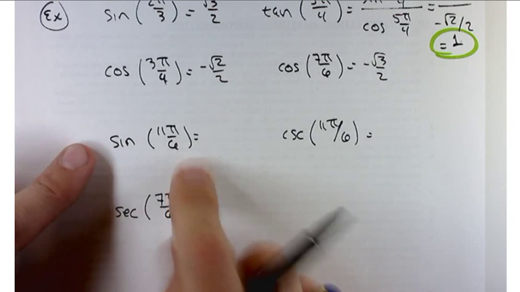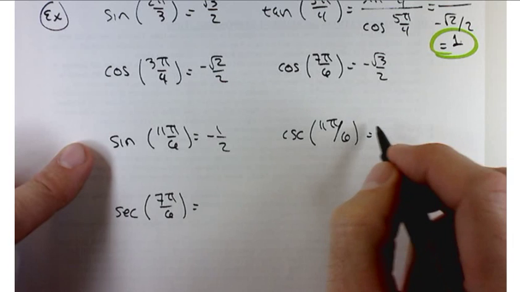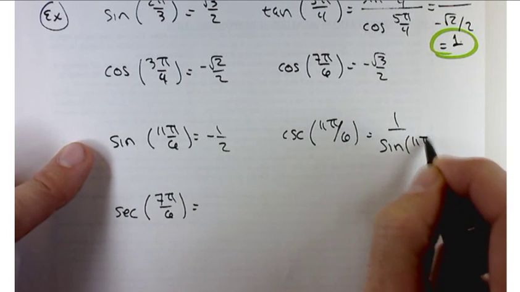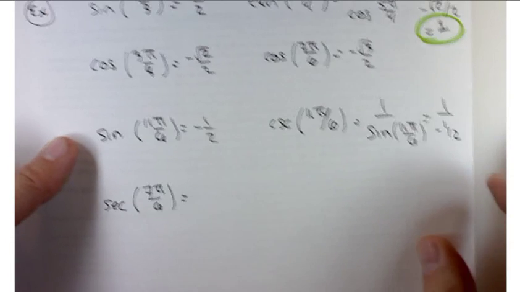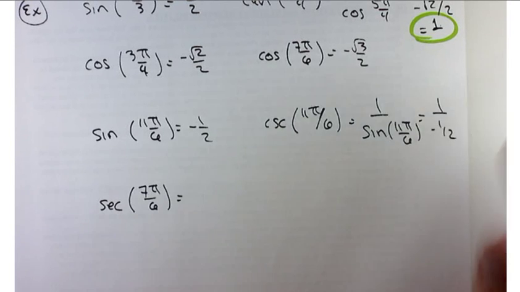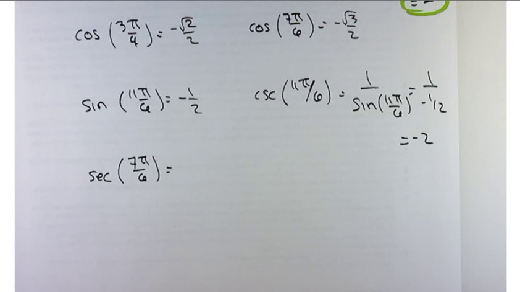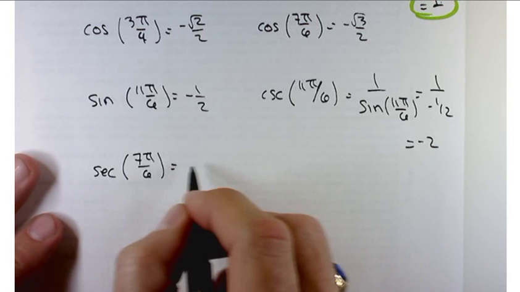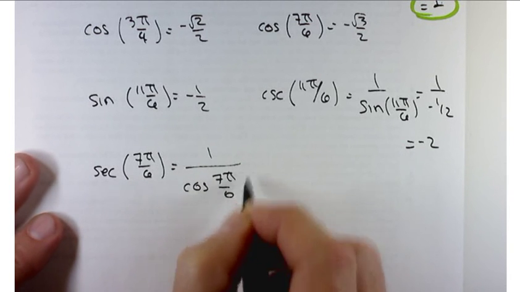Sine, this one should work out pretty nice. Negative 1/2. Now for the cosecant, that's going to be 1 over the sine of 11 pi over 6, or 1 over negative 1/2. I would appreciate you simplifying that. What do you get? Negative 2. Last but not least, secant of 7 pi over 6 is going to be 1 over cosine of 7 pi over 6.